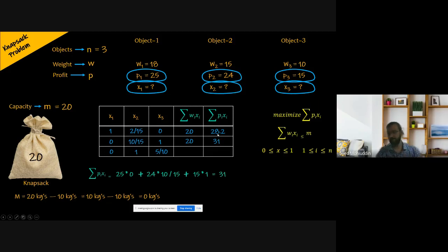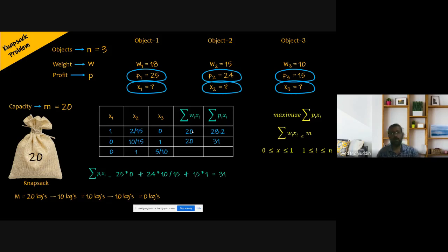And this, forget about the 0, 1 and 5 by 10 over here. We'll come to that later. Now, both fill the capacity to full extent, both the logics. But one gives the profit as 28.2, the other gives the profit 31.